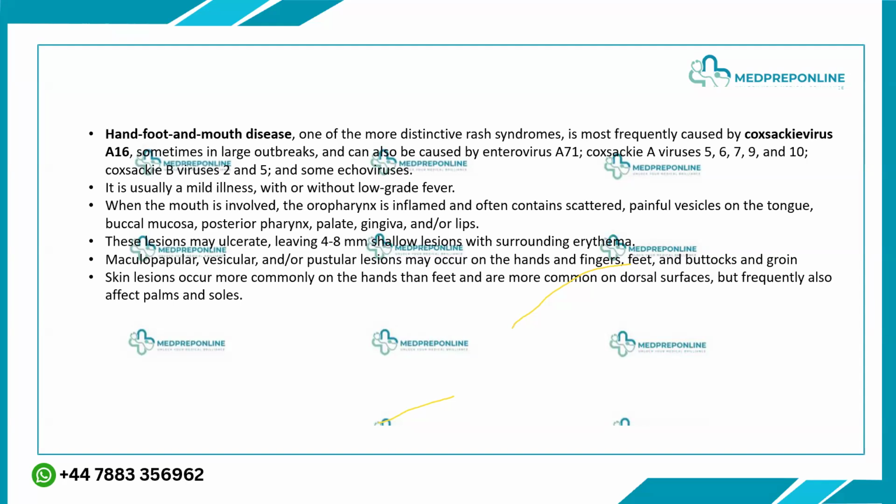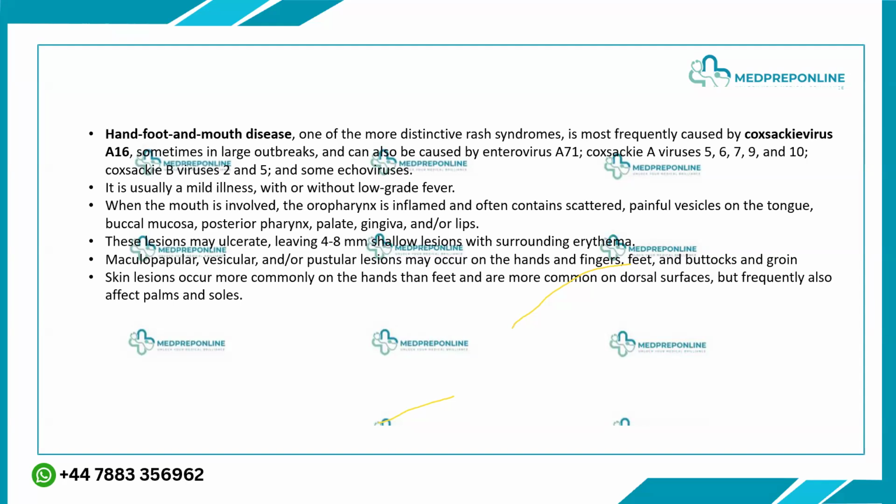But other than this, some other viruses whose names are written here can also cause the syndrome. So hand, foot, and mouth disease we are discussing generally. It's usually a mild illness with or without low-grade fever. When the mouth is involved, the oropharynx is inflamed and often contains scattered, painful vesicles on the tongue, buccal mucosa, posterior pharynx, palate, gingiva, and or lips. So whether the lesions are of the skin or oral mucosa, you know that the mucosae and skin have somewhat similar composition.